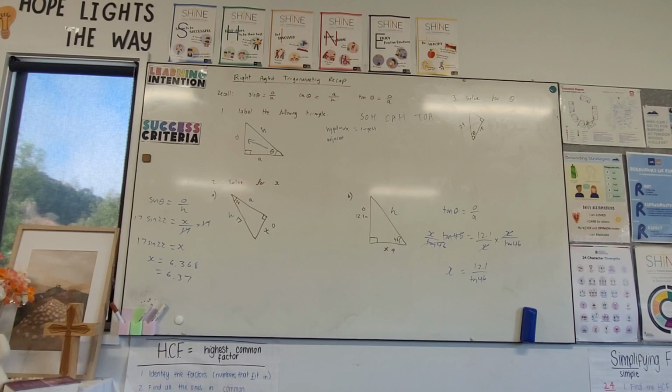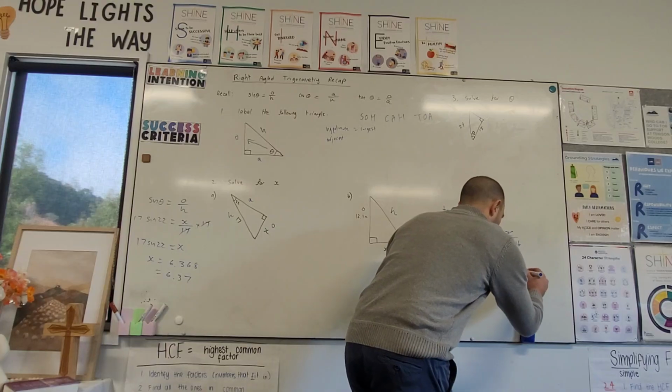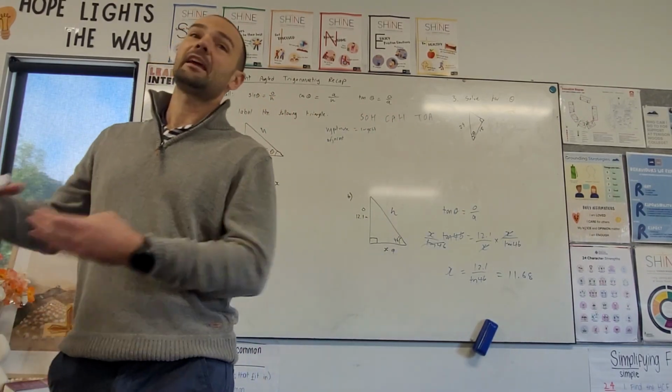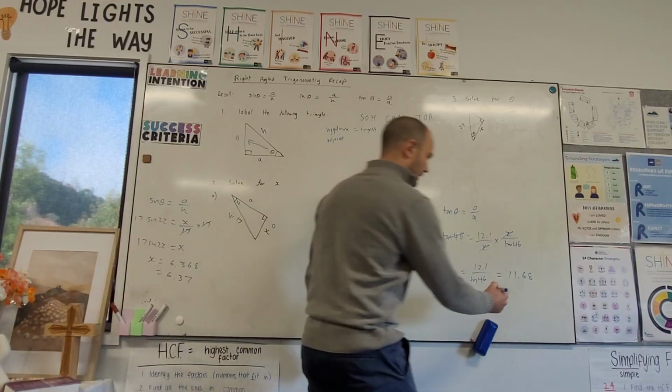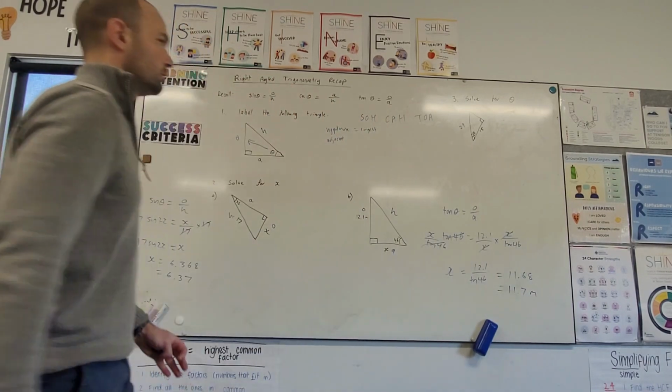12.1 divided by tan 46. We've got 11.684. So we'll write the first four figures, 11.68. 8 again rounds up, so that takes us to 11.7. And we are given a unit, so we will use the unit this time.